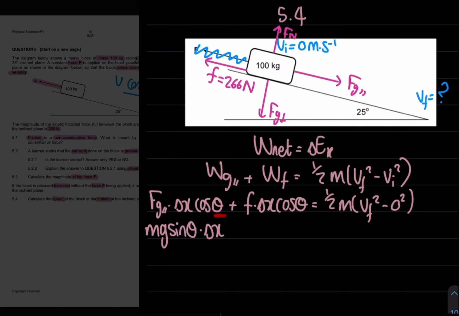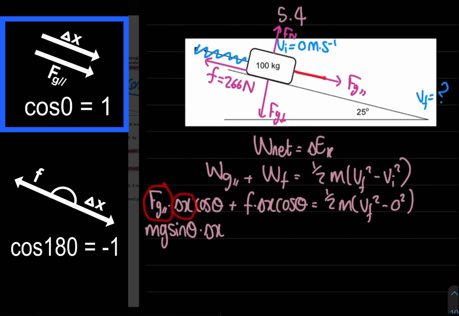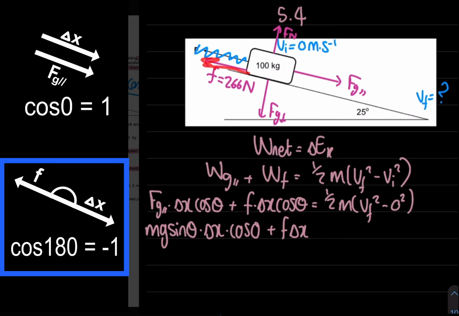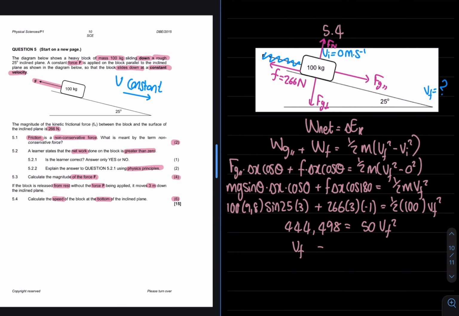Now this theta in cos theta is the angle between FG parallel and my displacement. Both FG parallel as well as displacement are working down the plane. Therefore that would be the cos of 0. The frictional force is moving up the plane, displacement still down the plane. Therefore the angle between these two would be 180. Which gives you a final speed of 2.98 meters per second.